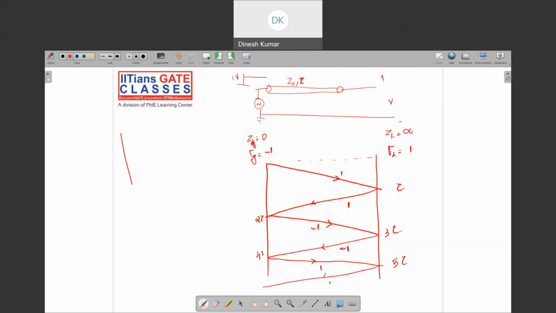So at t equal to 0 to t equal to tau, nothing has reached here, right? So up to t equal to tau, the voltage is actually 0, because at t equal to tau only the first voltage has reached and gets reflected.